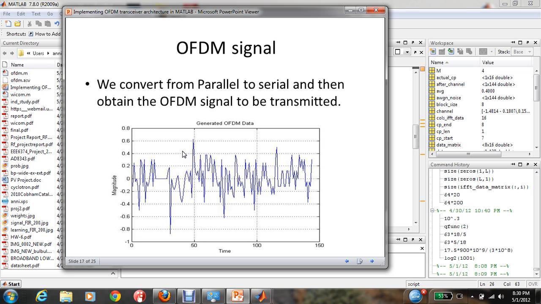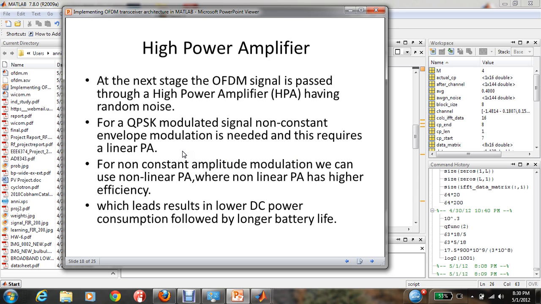And as a result, in the next case, what happens? We pass the data through a high power amplifier. Now, the high power amplifier depends on the modulation scheme used. The QPSK modulation signal is a non-constant envelope modulation, and as a result we require a linear power amplifier. For constant amplitude modulation, we could have used a non-linear power amplifier, which has high efficiency, and high efficiency leads to lower DC power consumption followed by a longer battery life. But in this case, since we are using QPSK modulation, we will be using linear power amplifiers.